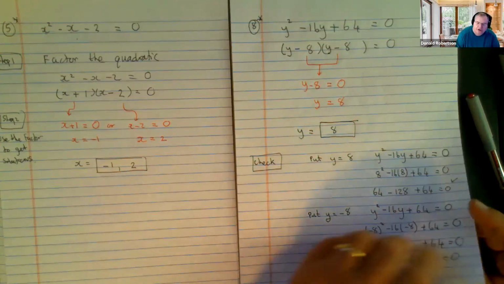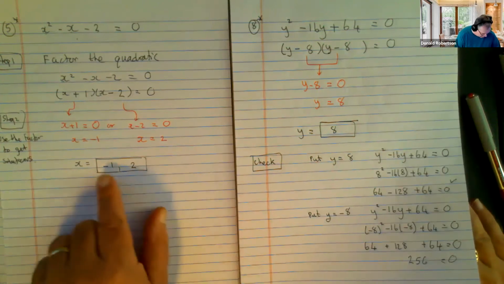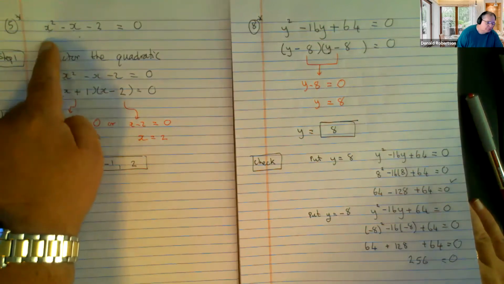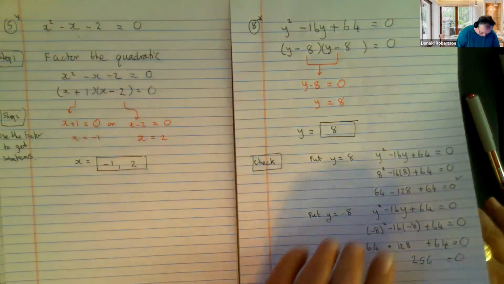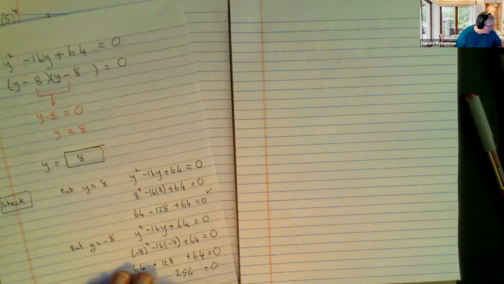So that's how you would check in a test situation. Have I solved the equation? So for instance, over here, I would plug in -1 first and see if it works, and it does. Then I'd plug x equals 2 in here, and it does. So I would be quite comfortable that my solutions were correct.